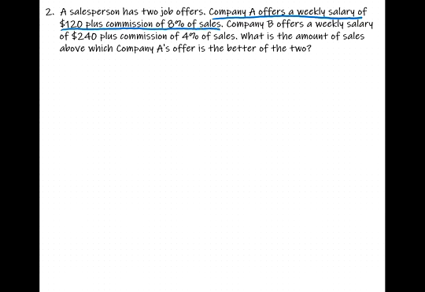And now company B offers a weekly salary of 240 plus a commission of 4% of sales. What is the amount of sales above which company A's offer is the better of the two? Well, what makes an offer better than another offer? Well, it pays you more money. So we're basically wondering, when is the payment from company A more than the payment from company B?